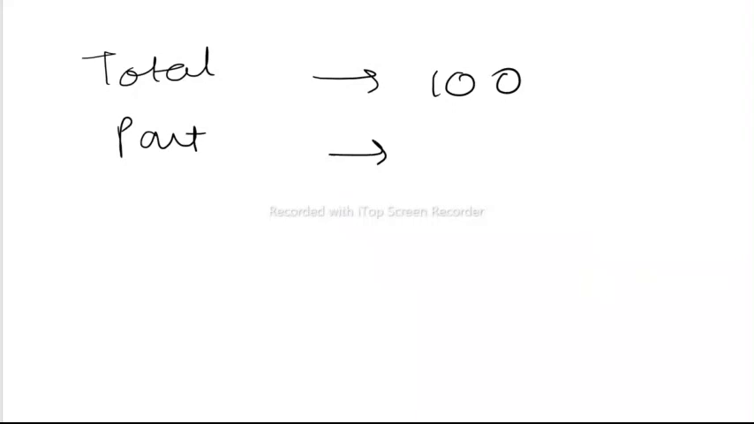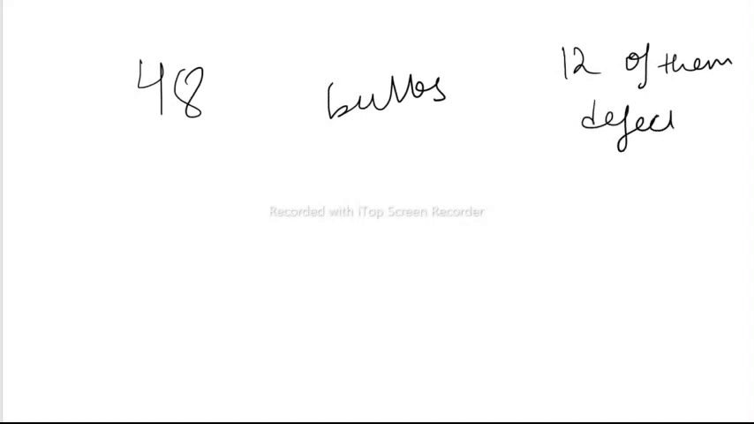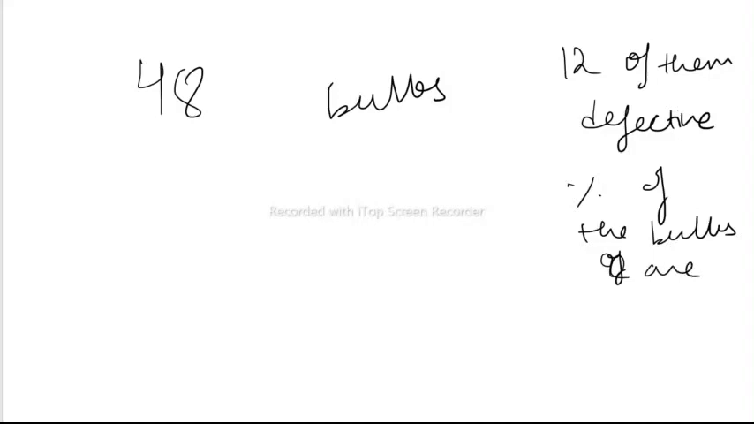See, I'll give you one more example. Let's say I have 48 bulbs and I say that 12 of them are defective. Okay, 12 of them are defective, and I ask you what percentage of the bulbs are defective, then what you do is nothing. You say 12 of 48 is actually one fourth.